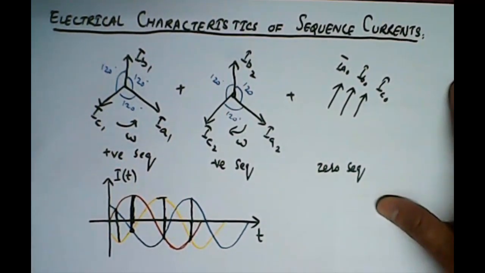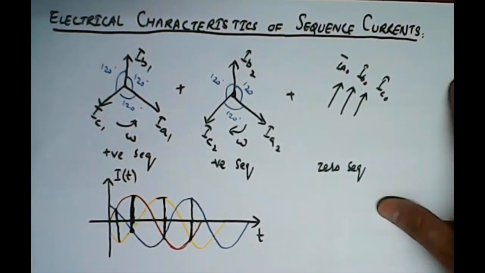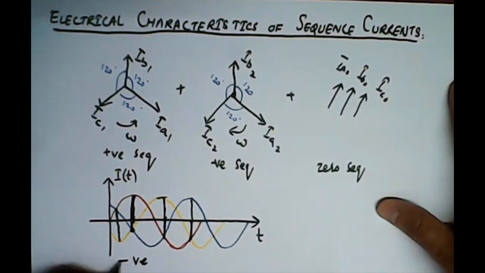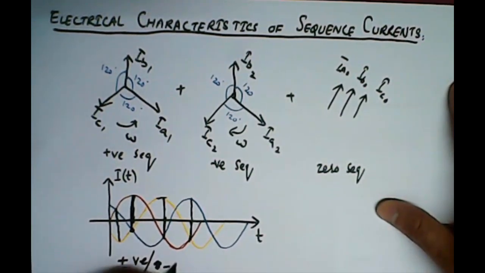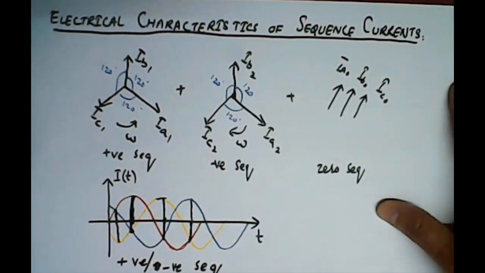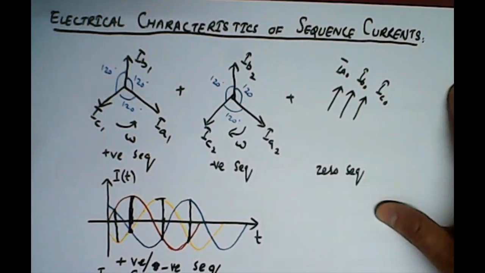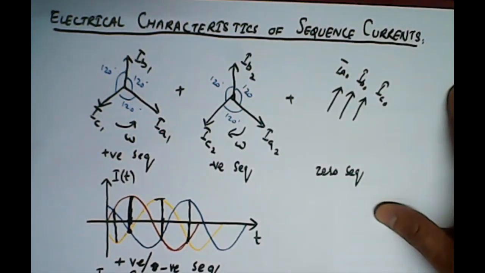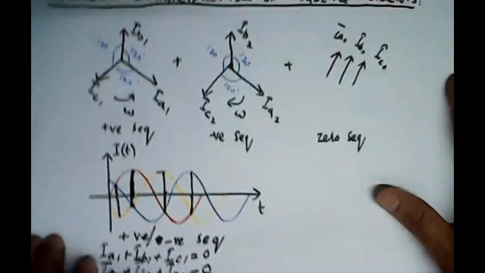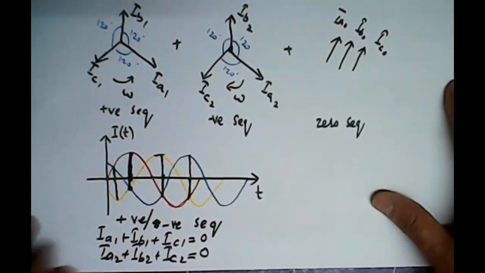This means that the sum of sequence currents at any instant of time, and I am talking about the positive and negative sequence currents, because they have the 120-degree phase separation between them, this means that IA plus IB plus IC, whether it is positive or negative, will be equal to 0. What I am saying is, IA1 plus IB1 plus IC1 at any instant of time will be equal to 0, and same is for IA2 plus IB2 plus IC2. So this will also be equal to 0, right?